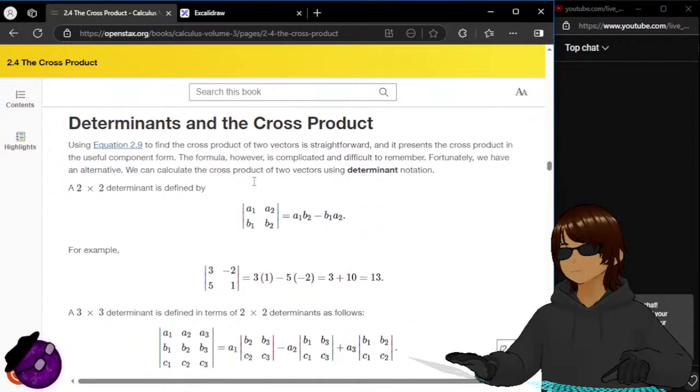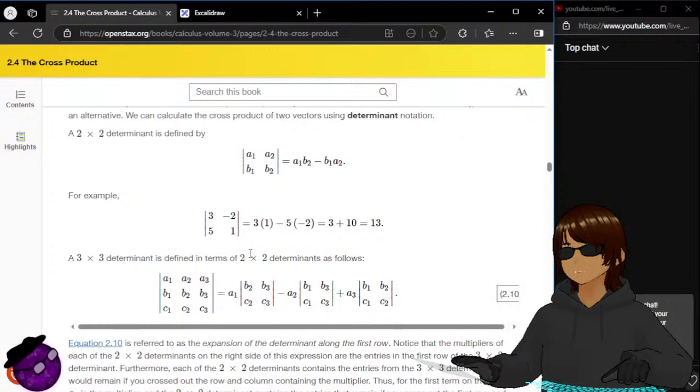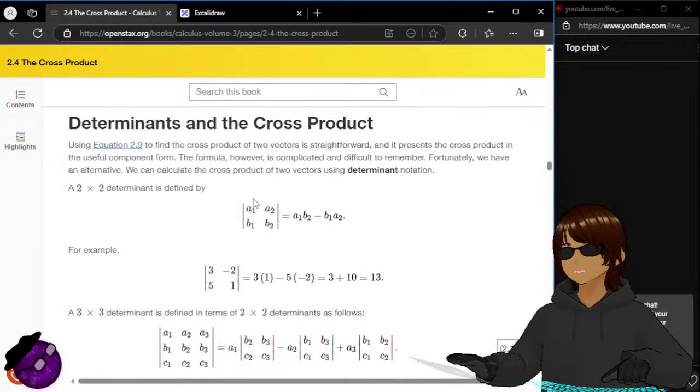We can calculate the cross product of two vectors using determinant notation. A 2 by 2 determinant is defined by this. So this is A1 times B2 minus A2 times B1. It would have made more sense if they defined it column wise. Okay, so A1 B2 minus B1 A2.